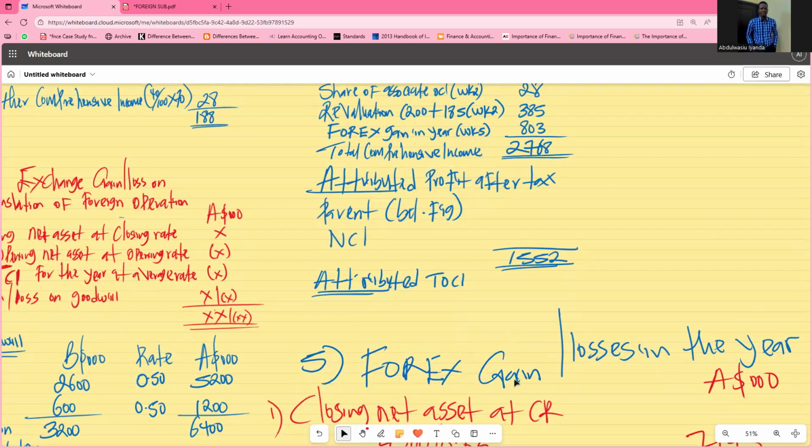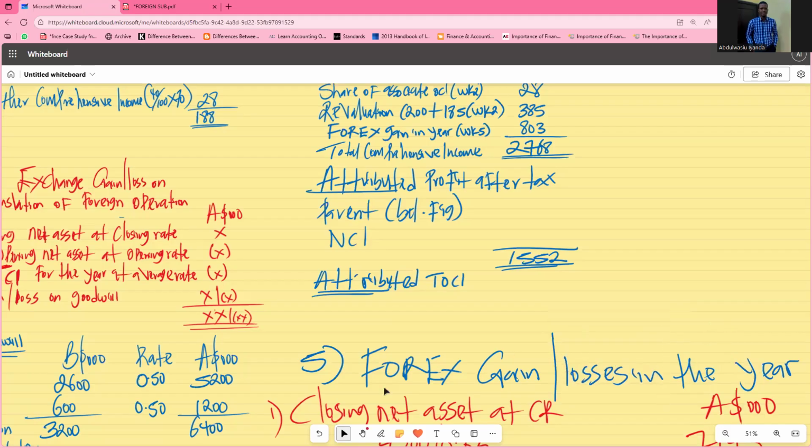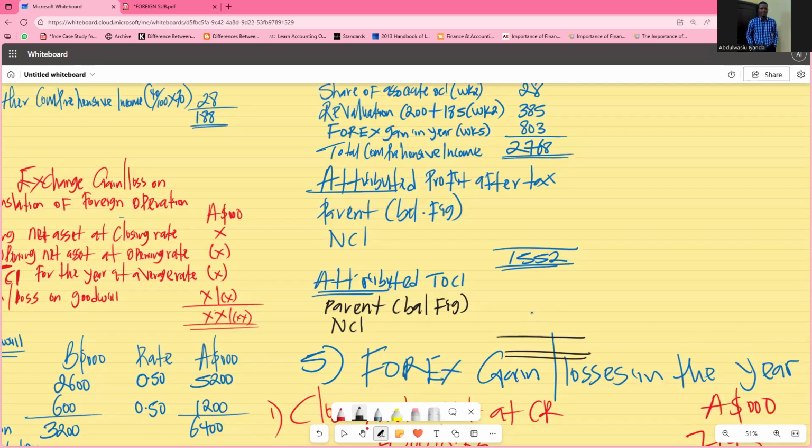So let me bring this one down. Let me change the color. Let's go for black. So it's still going to be parent, the balance figure, and you have NCI. I'll show you how you do it. And this one is 2768.